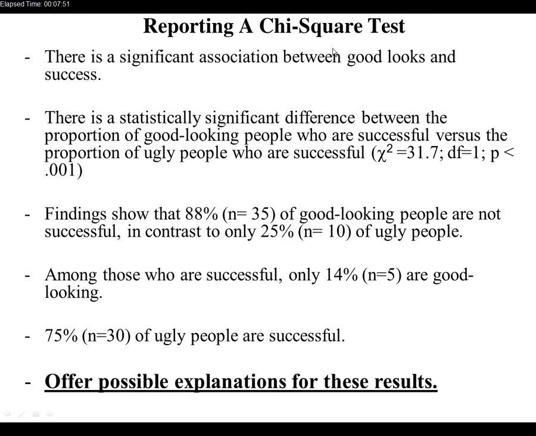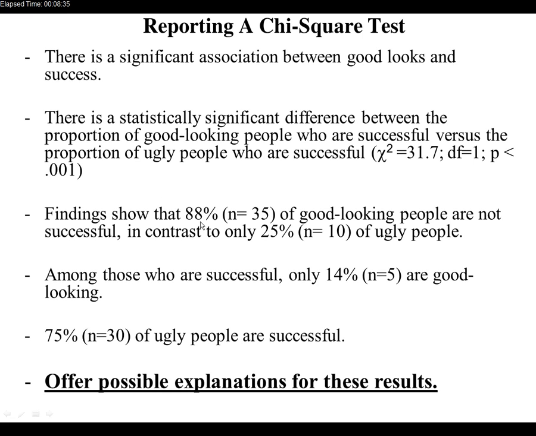Okay, reporting a chi-square test goes like this. There is a significant association between good looks and success. There is a statistically significant difference between the proportion of good-looking people who are successful versus the proportion of ugly people who are successful. And this is the way we write it. We open the parentheses, chi-square equals 31.7, semicolon, degrees of freedom equal 1, and when we look in the table in the back of the book, we find that P is less than 0.001. So at that level, it's statistically significant at the P equals 0.001 level, which means that we have a 99% chance of this being correct.